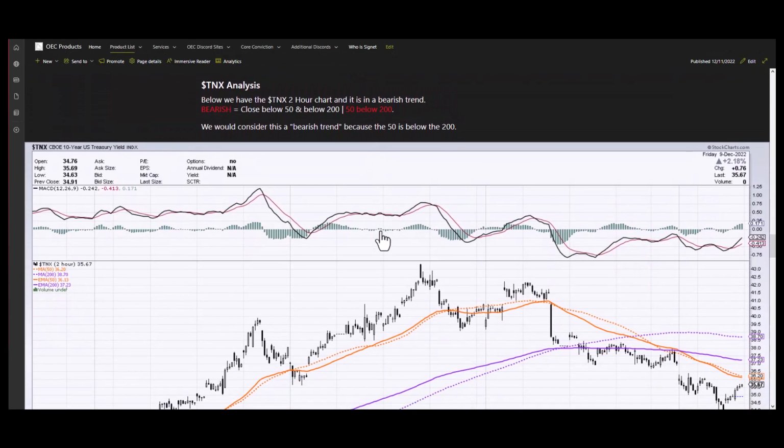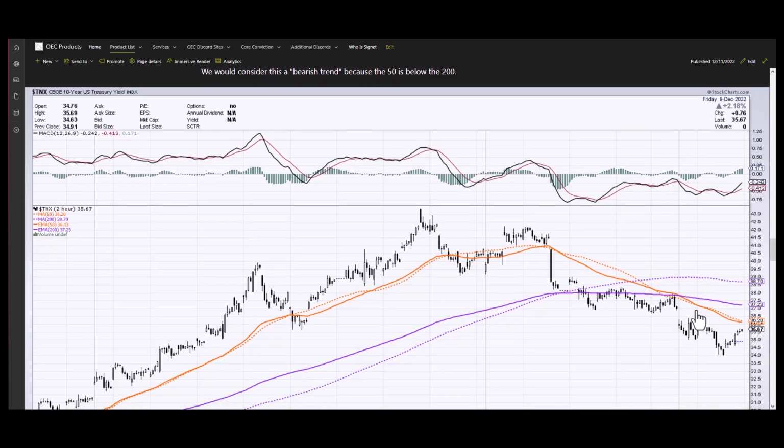All right, so here we have a 2-hour chart, and this is a fully bearish trend. We've got 50 below the 200. We've got price below both of those, and the moving average is sloped on the 200 and it's sloped on the 50. This could be more bearish if the 200 was pointed more to the downside, but we don't have to have that. It's okay the way it is.